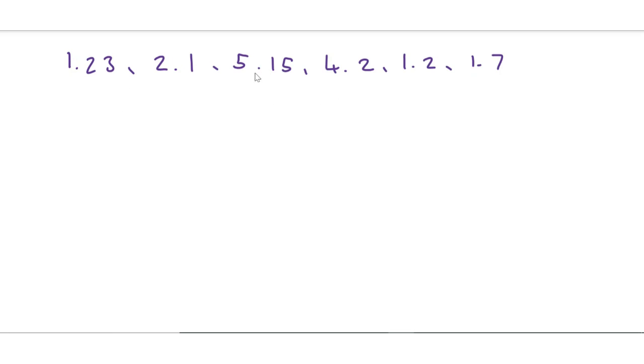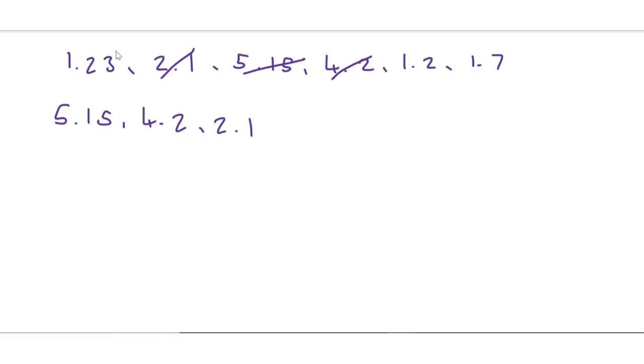So first of all, we look for the number that's largest furthest left, and that is 5.15. Next up is 4.2. Then we have 2.1. Okay, and now it gets a bit more interesting because all the rest have 1 in the units column. None of the numbers in the whole list have anything in the tens column. That's why we consider the units as our largest column.